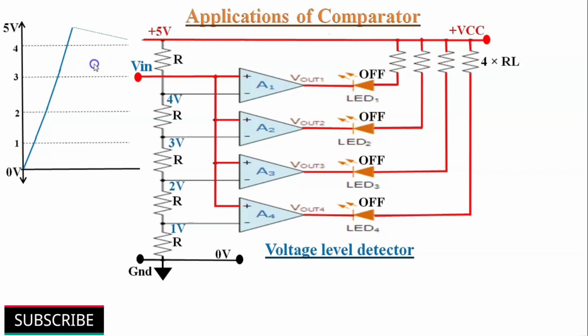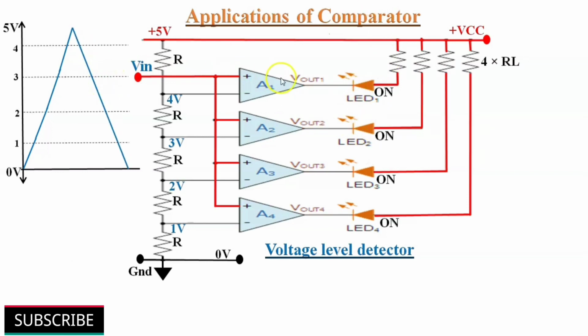During the falling edge of the input signal, LED 1 to LED 4 will switch on sequentially according to the input voltage level. So by setting the values of resistors in the voltage divider network, the comparator can be configured to detect any voltage level. We can use this type of circuit for battery condition monitoring by just reversing the LEDs and connecting them to 0 volts instead of VCC.